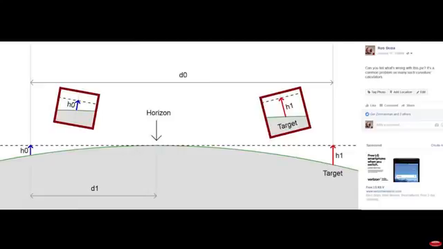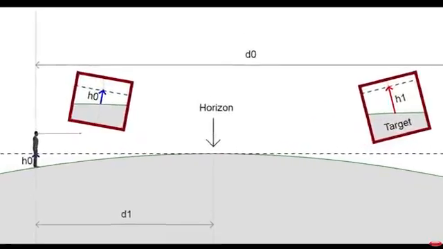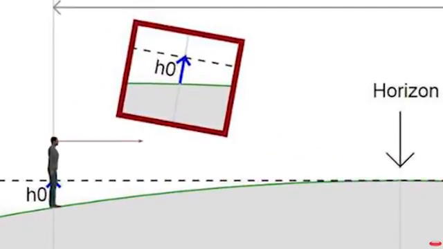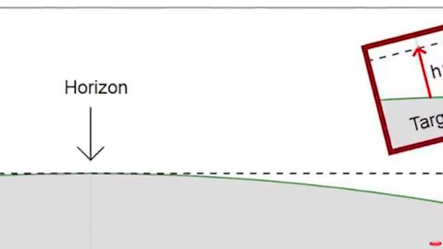Look at this graphic. Look at the way they have H0 and H1. See the angles? See the problem? That would mean that the person on H1 and the target are leaning inward, which means they're not standing perpendicular to the ground. They're leaning inward.